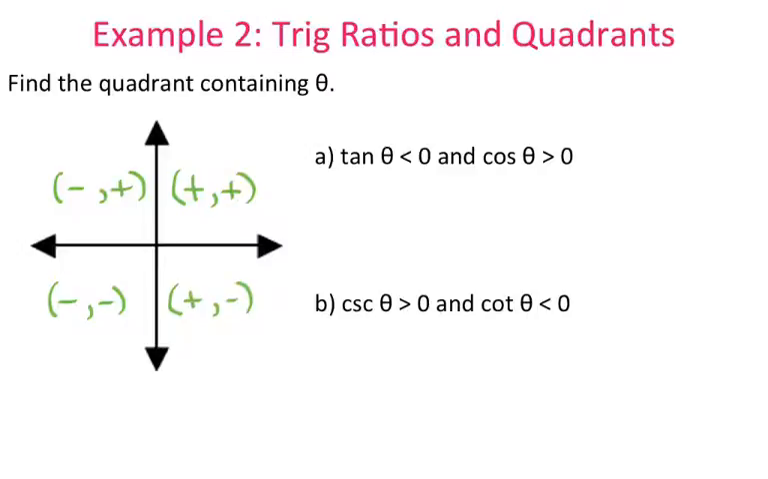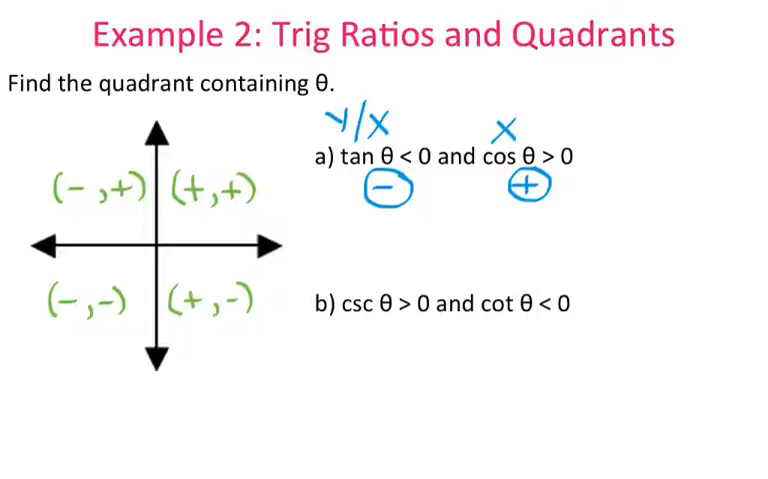Now, I'm trying to figure out what quadrant is going to have tangent of theta being less than 0 and cosine of theta being greater than 0. So if tangent of theta is less than 0, that means this value is negative, right? Because less than 0 means negative. Cosine of theta is greater than 0, so that means cosine needs to be positive. So what you need to remember to figure this out is that cosine is your x, sine is your y, tangent is y over x.